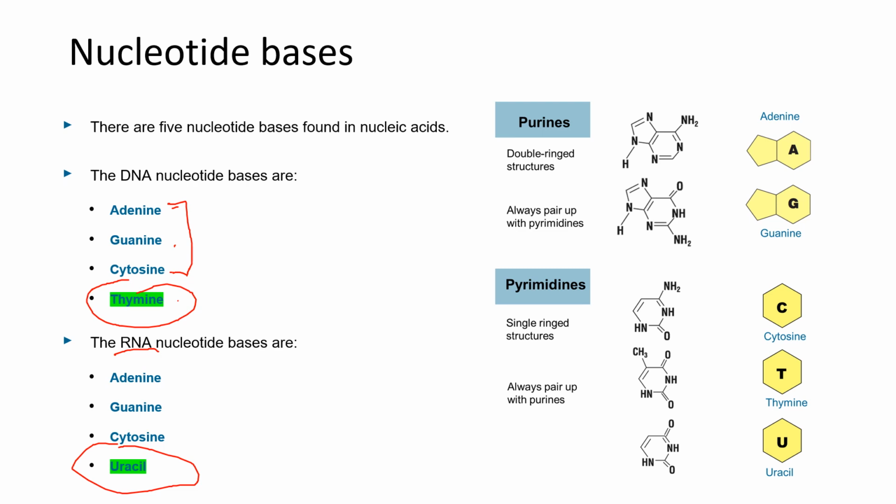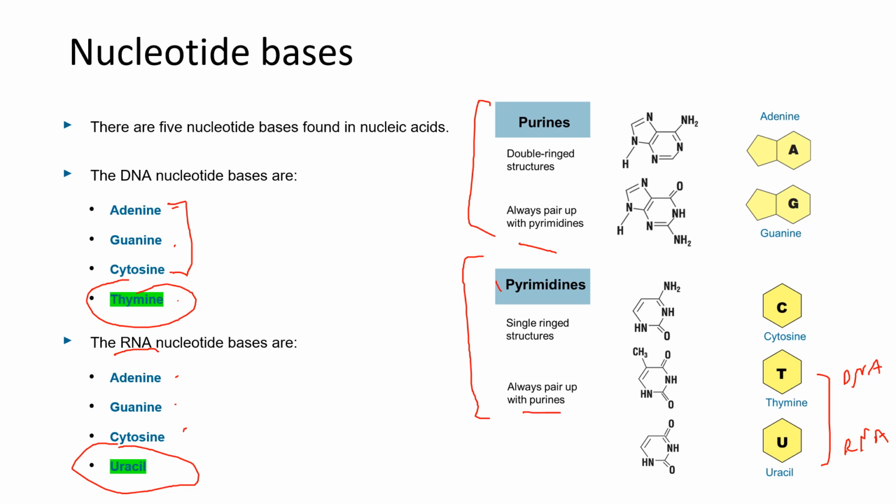single-stranded RNA. RNA also has adenine, guanine, and cytosine, but you'll see in RNA that thymine has been swapped with uracil. That's another key difference between DNA and RNA. On the right-hand side here, you can see that they're split up into two different groups: our purines and our pyrimidines. Adenine and guanine are our purines, and cytosine, thymine, or uracil, depending on whether it's DNA or RNA, form our pyrimidines. A really important thing to note is that a purine will always pair with a pyrimidine, and a pyrimidine will always pair with a purine.